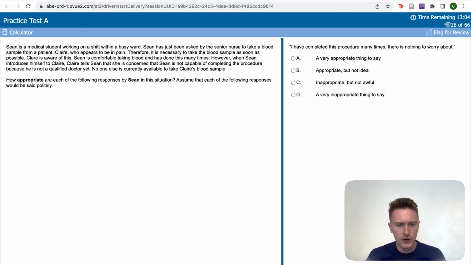Okay. Sean is a medical student working on a ward. He's been asked by a senior nurse to take a blood sample from Claire. Claire is aware of this. Sean appears to have done it many times. However, when he introduces himself, Claire doesn't want him, basically, I think. Okay. I've completed this procedure many times, so there's nothing to worry about.